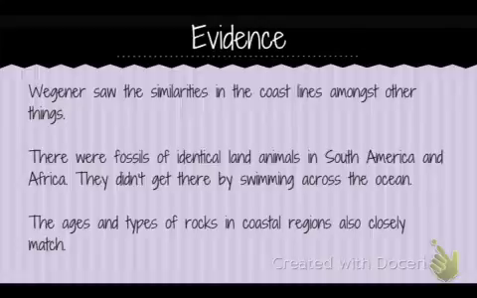Wegener had much evidence to prove the fact that this had happened. Some of it was as simple as looking at the coastlines, amongst other things. If you look at the coastlines of the different continents, they match up almost like a puzzle, and we can put them together and get a pretty good idea of what Pangaea looked like.